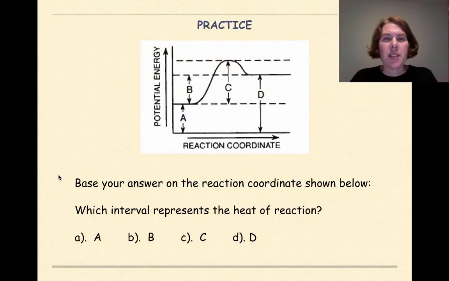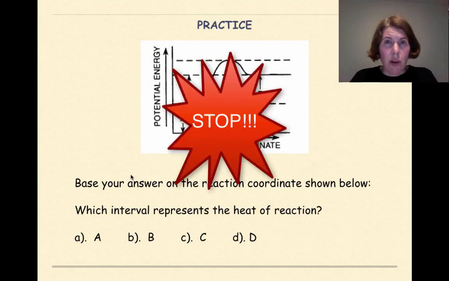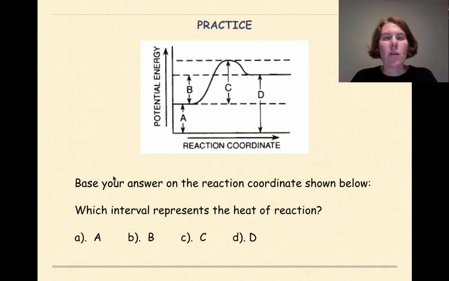Now what I'd like you to do is stop, do a little bit of practice, come back and check your work. Welcome back. Let's see how you did. So they give us this potential energy diagram to use with parts A, B, C, and D outlined. Base your answer on the reaction coordinates shown below. Which interval represents the heat of reaction?